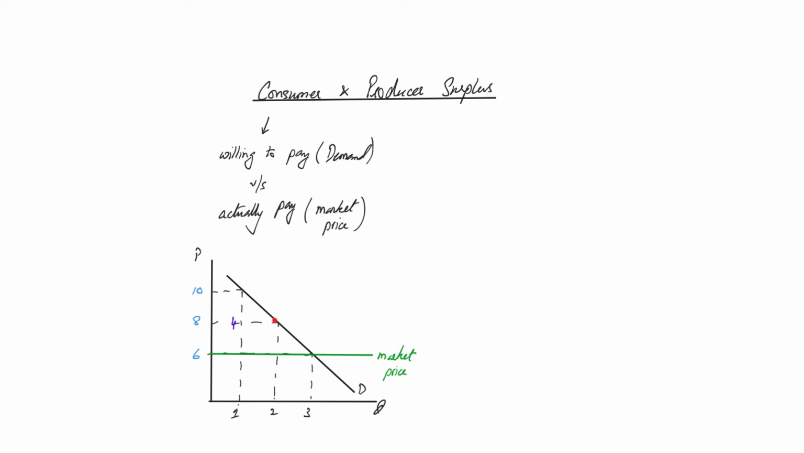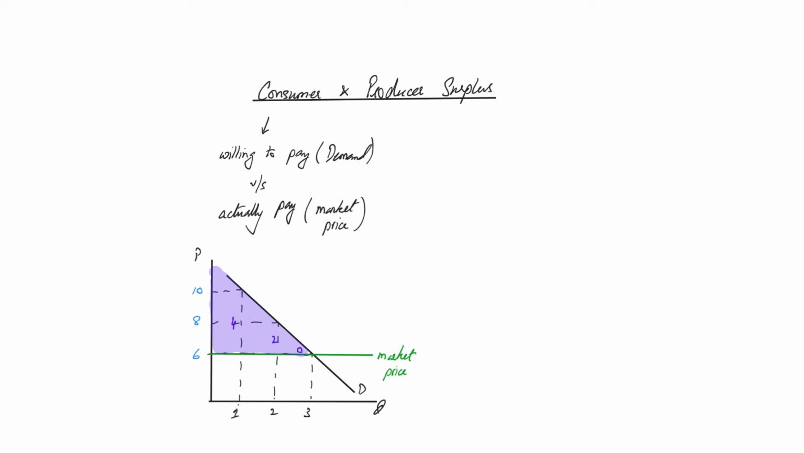For the second unit, they're willing to pay 8, they're actually paying 6. So there's a surplus of 2. For the third unit, they're willing to pay 6, they're actually paying 6. So there's a consumer surplus of 0. So what's the total consumer surplus? Well, if you're consuming 3 units in total, the consumer surplus is the area below the demand curve and above the market price. All of this is the consumer surplus.